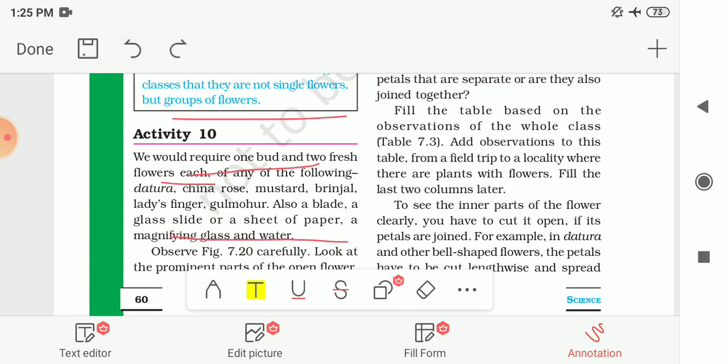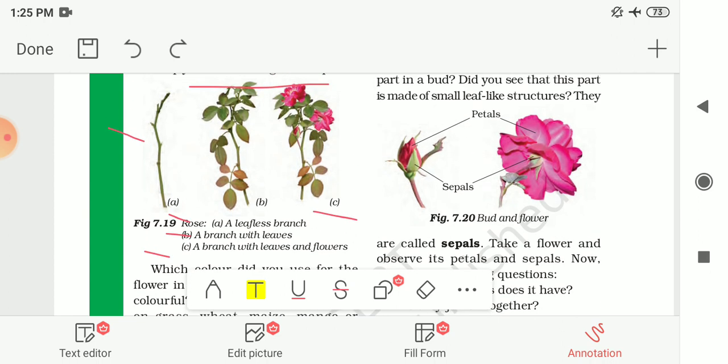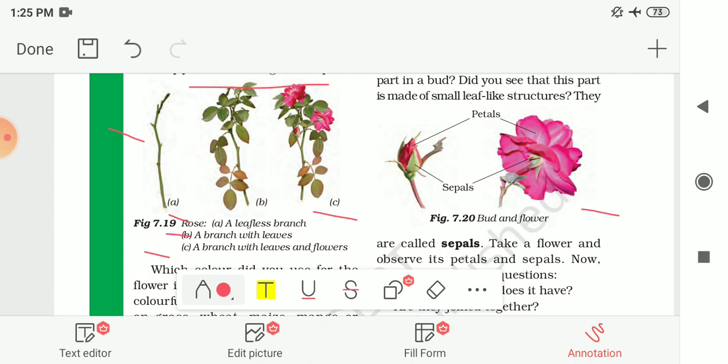Now observe figure 7.20 carefully and look at the prominent, main parts of the open flower. These are the main parts of the flower. These are known as the petals of the flower. Now the question is: do the petals have different colors? In this flower, all the petals are of the same color, that is red.